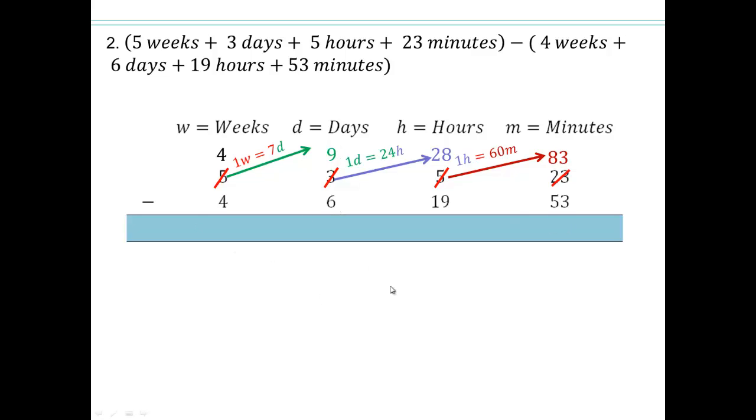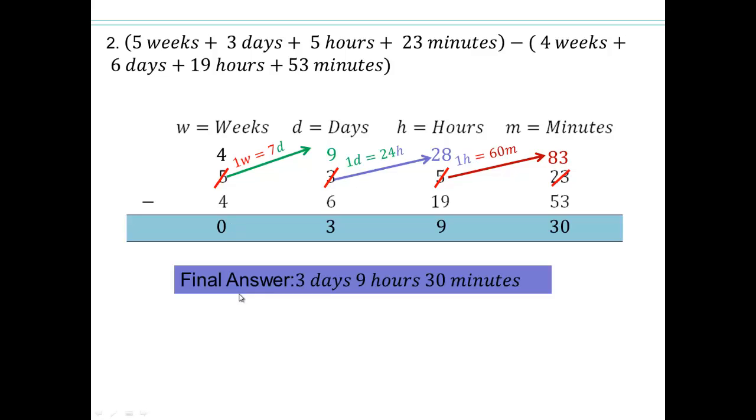So now everything is in place and we can do our subtraction. So 83 minus 53 is 30. 28 minus 19 is 9. 9 minus 6 is 3. 4 minus 4 is 0. So our final answer is 3 days, 9 hours, 30 minutes, or 3 days, 9.5 hours.